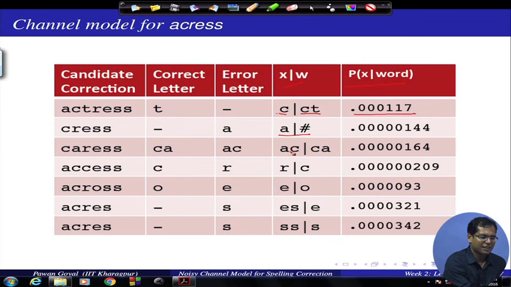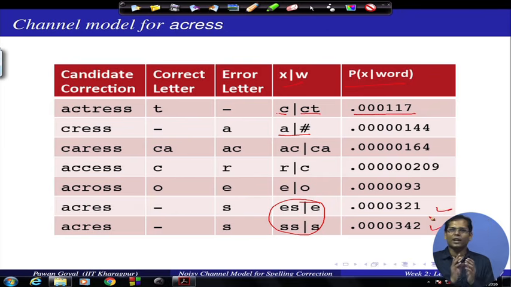Similarly insertion, that means a got inserted in the beginning of the string. Transposition, AC in place of CA, and so on. And here you see there are 2 different ways you can do insertion, after E or after S. That's why you have 2 different probability values also. Okay. So again from the corpus you will find all these probability values, probability of x given my word, for different words.